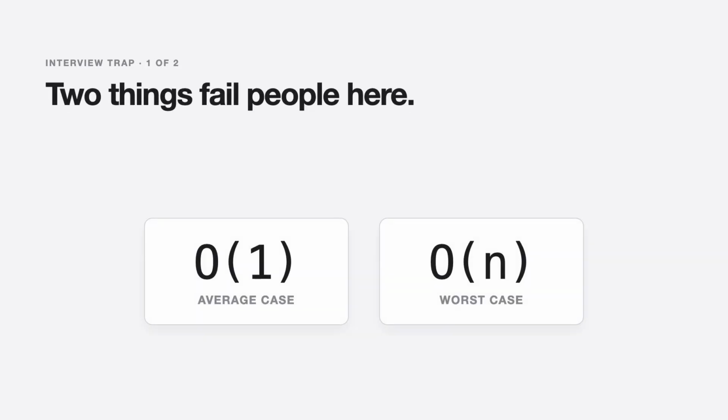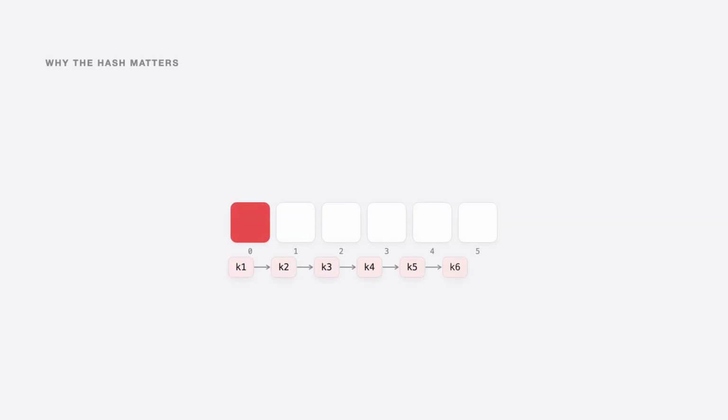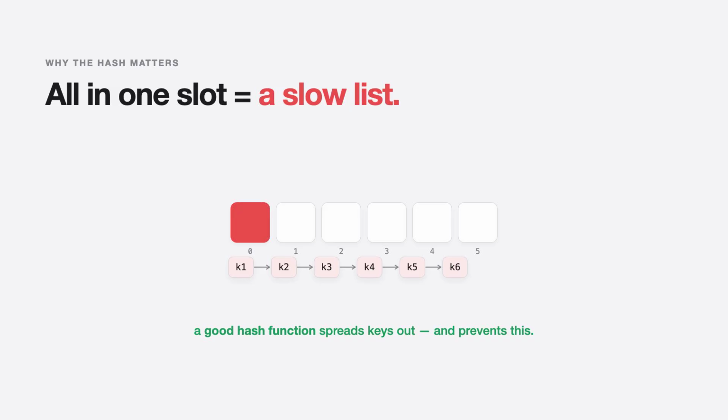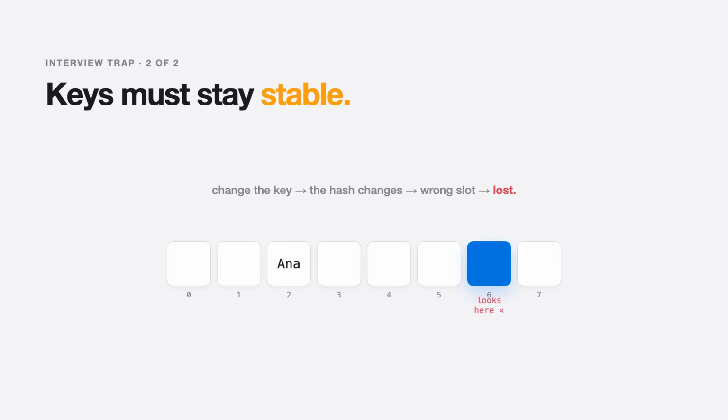Now, two things that quietly fail people in interviews. One, a hash map is O(1) on average, but O(n) in the worst case. If every key collides into a single slot, you're back to scanning a list. A good hash function is what prevents that. Two, your keys must stay stable. Change a key after storing it, and the map looks in the wrong slot and never finds it again.